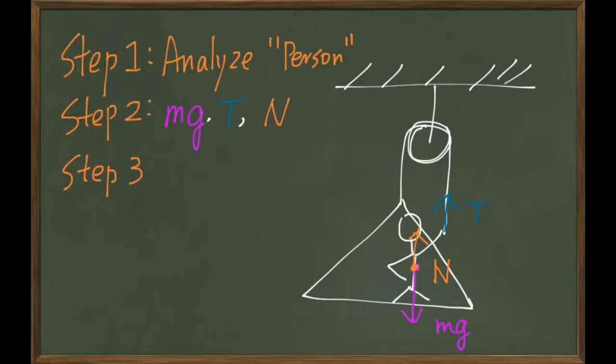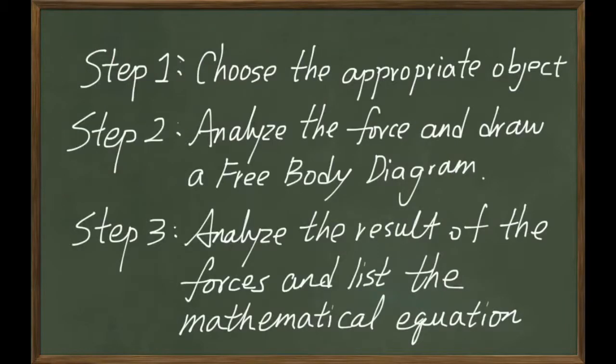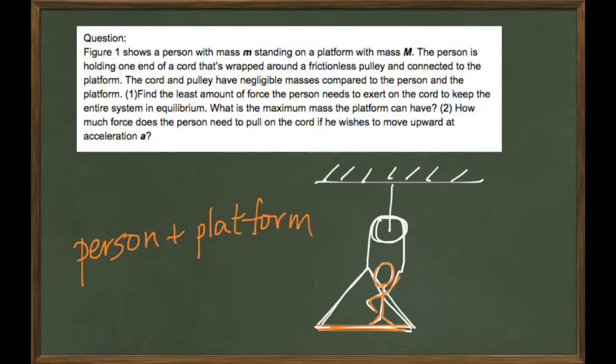Well, in the first question, let's see back here, it says that the entire system is in equilibrium. So, is anything moving? No, everything stays stationary. We conclude that this is a static equilibrium problem. The mathematical equations are as follows.